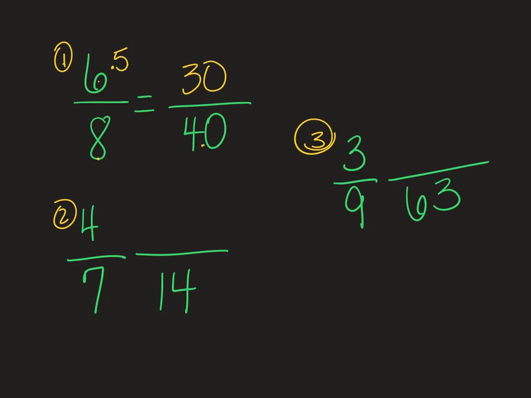Okay? So, 7 is a factor of 14. So, what can I multiply by 7 to get 14? 2. You bring that 2 up here and you multiply the numerator, and then your answer is the answer. Okay? Let's do one more.